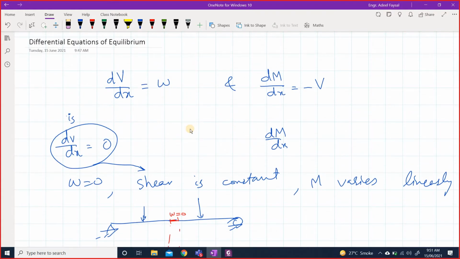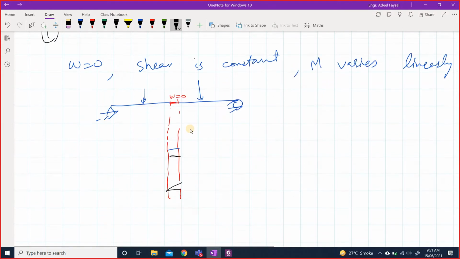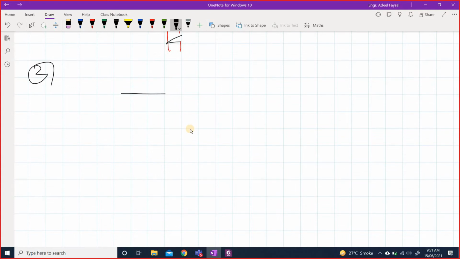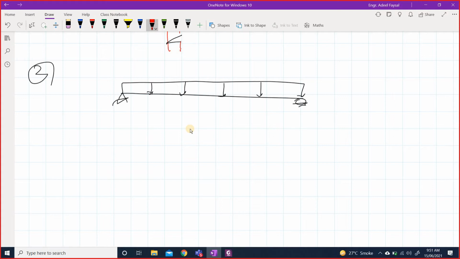Let me remove these. Now next, we have something like a uniformly distributed load. In this case again, if you consider a certain segment, you can see that W is a constant value. It means that dV/dx will not be zero, it will be a constant value. So there will be some slope of the shear force, but it will be a constant slope.